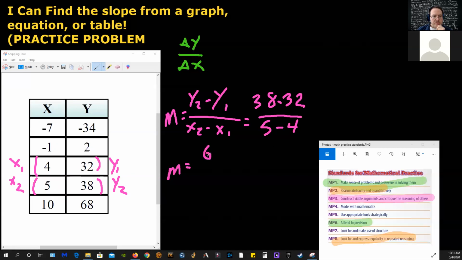So that'd be 6 over 1. So I get the slope is equal to 6. So what have we talked about today? We've talked about finding the slope by looking at a graph. We've talked about finding the slope by looking at an equation, and we've talked about finding the slope by looking at a table. And now it's going to turn on you where you're going to get 2 things, and you have to compare those 2 things' slopes.